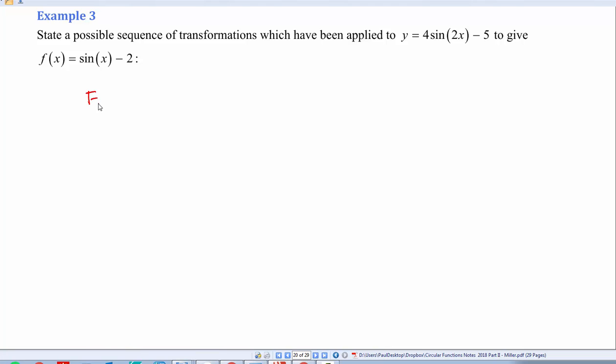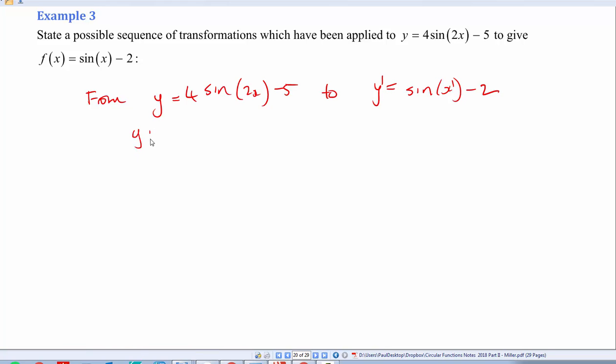So I write from y equals 4 sine 2x take 5 to the original, which is y equals sine of x take 2. Okay, so this is the original and this is the image. This is the one I'm transforming to get to this. So let's put our dashes back in. Alright, so this time neither of them are ready to pair off, so we're going to have to do some work on this one and this one to get it ready to go.